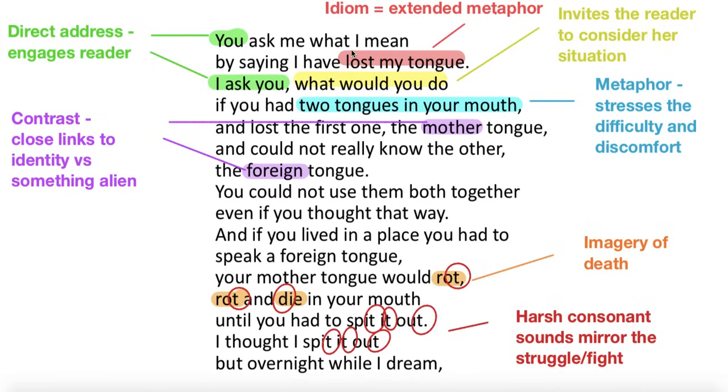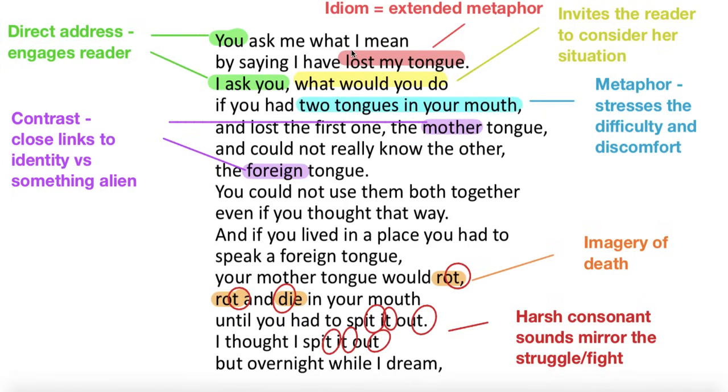She also uses the idiom lost my tongue. My advice is to search what idiom means if you're unsure, but basically an idiom is something that you say in your language that is commonplace, but if you were to translate that into a different language, it would not translate well because it's just something peculiar to that language. So saying I have lost my tongue, for instance, is an idiom. If you translated that into a different language, it might not mean the same. It might be completely meaningless.